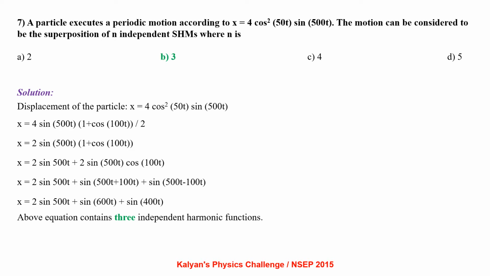x equal to 4 sin 500t times (1 plus cos 100t) by 2. That is 2 sin 500t times (1 plus cos 100t). That is 2 sin 500t plus 2 sin 500t cos 100t. That is 2 sin 500t plus sin(500t plus 100t) plus sin(500t minus 100t), which is ultimately x equal to 2 sin 500t plus sin 600t plus sin 400t. So the above equation contains three independent harmonic functions. Here we have used trigonometric identities.